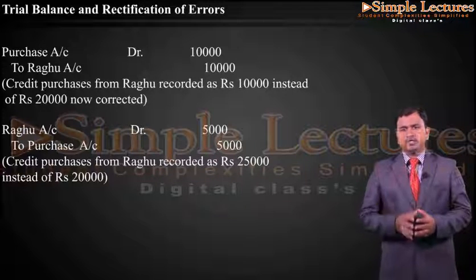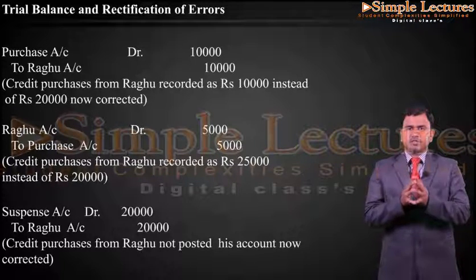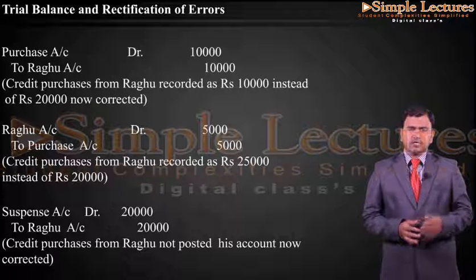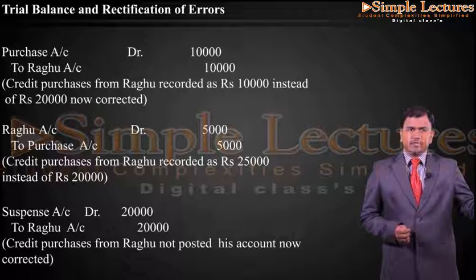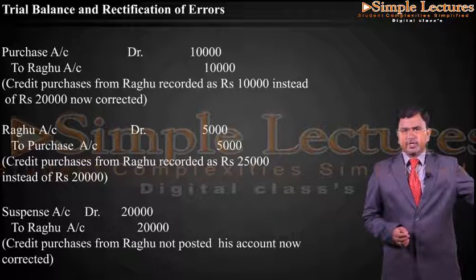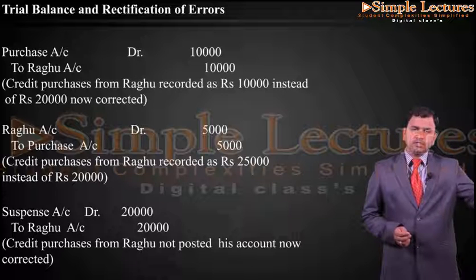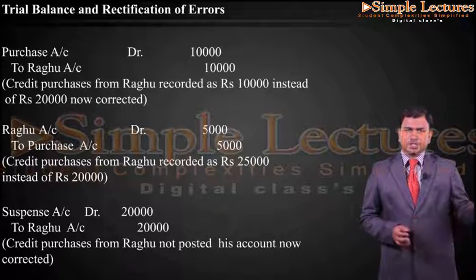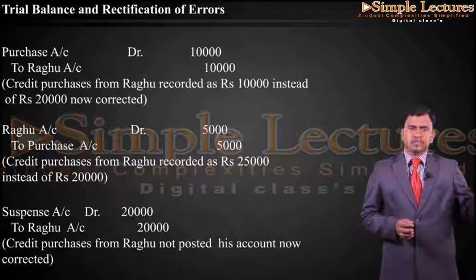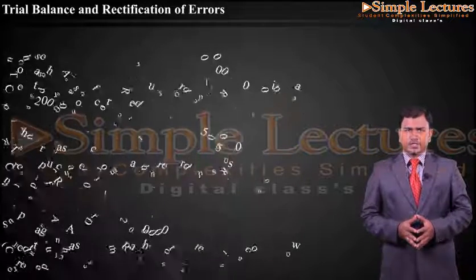And coming to case 4, credit purchases of Raghu not posted to his account. So when it is not posted to his account, what will be the entry? The entry will be suspense account debit 20,000 to Raghu's account 20,000. So we are posting the entry to his particular account here. So the narration will be: credit purchases from Raghu not posted to his account, now corrected.